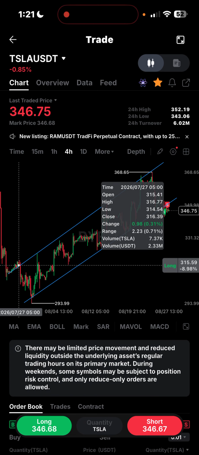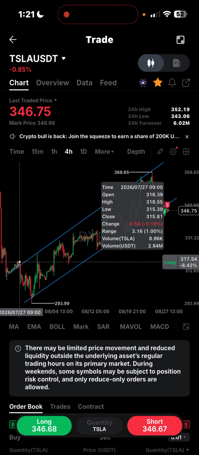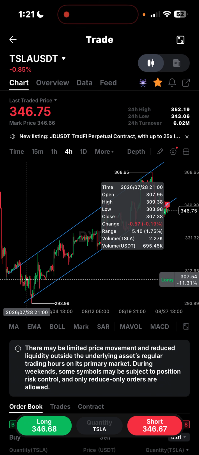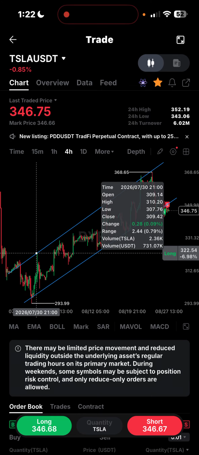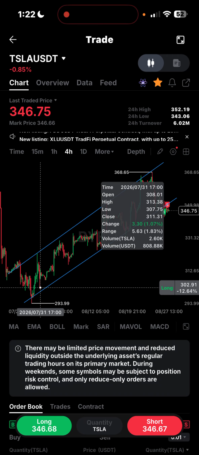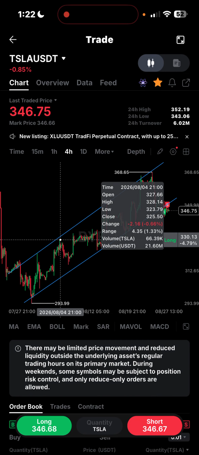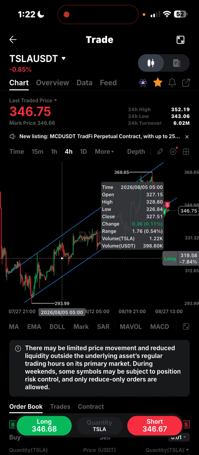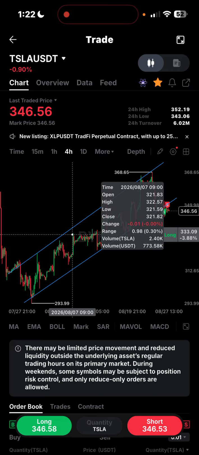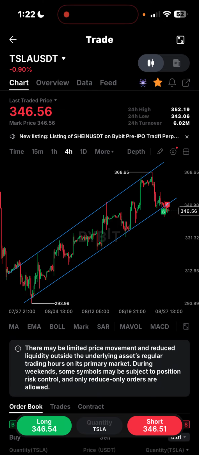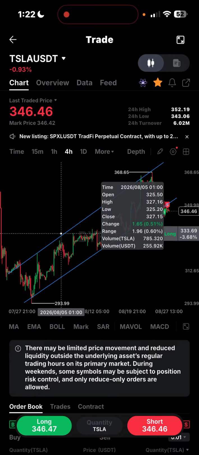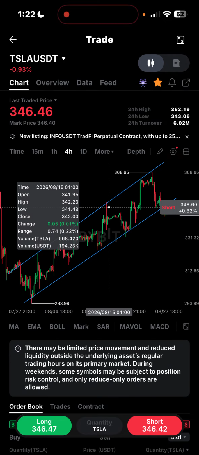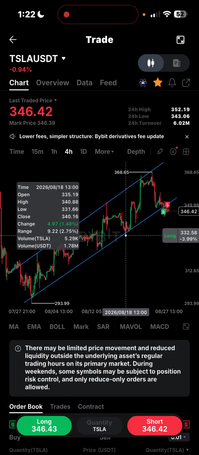From what's the price here? 317. The market dropped to 293. Then come back again to break the previous high to what price? 322. Then drop again to form another high here, which is 329. Drop again. This is a typical example of an uptrend. So we have price breaking the previous high. This is the previous high, break above it. Previous high, break above it. This another high here, the market drops, then breaks above it.